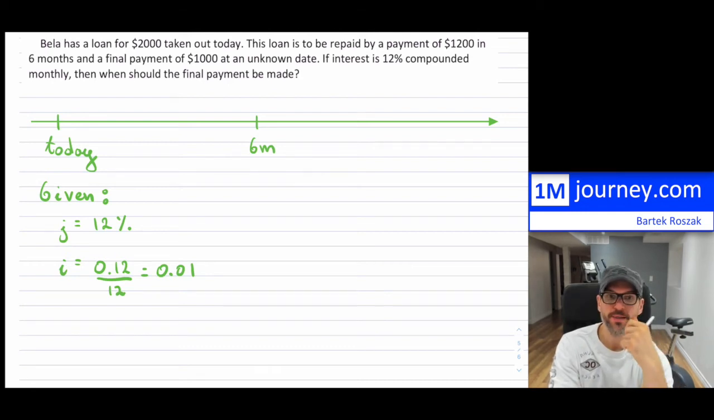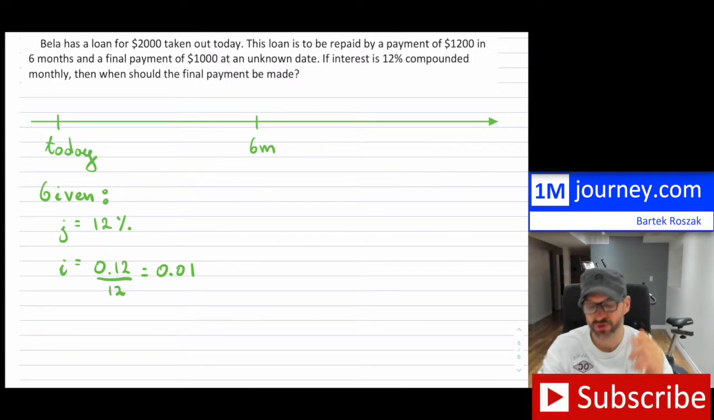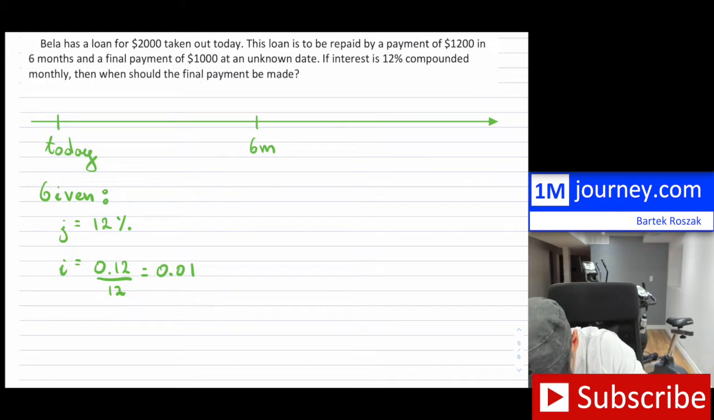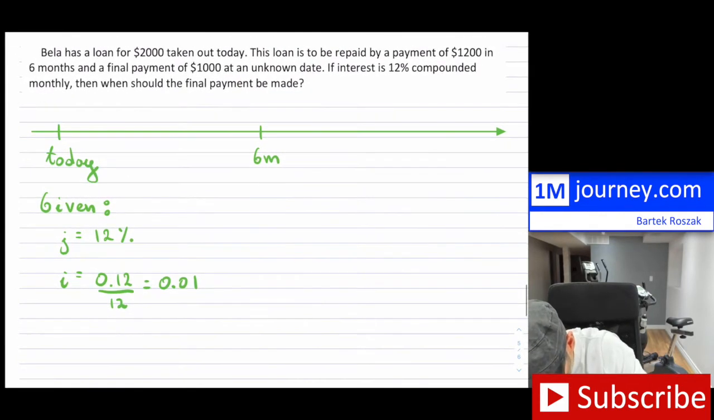2 and 1. Here's an interesting example that relates to compound interest and paying off a loan. Notice it says that Bella has a loan for $2,000 taken out today. So I'm going to draw this out here and just show you what's happening. So you have a loan right there.